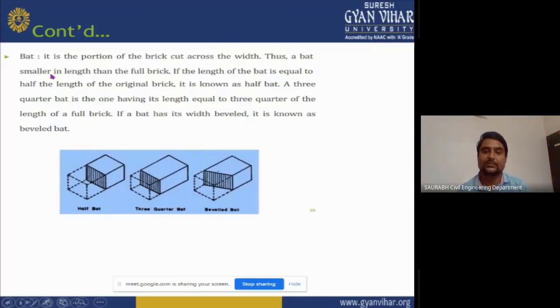Now we will see the definition of bar. It is the portion of a brick cut across the width. Thus, a bar is smaller in length than a full brick. If the length of the bar is equal to half the length of the original brick, it is known as the half bar. A three-quarter bar is one having its length equal to three-quarters of the length of a full brick. If a bar has its width beveled, it is known as a beveled bar.